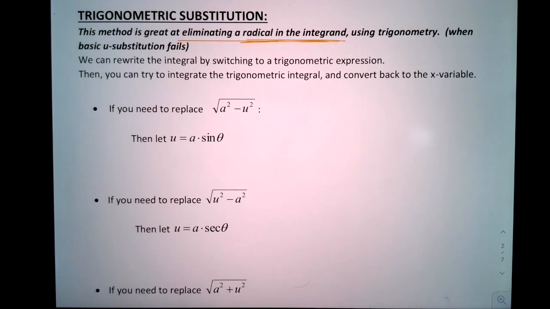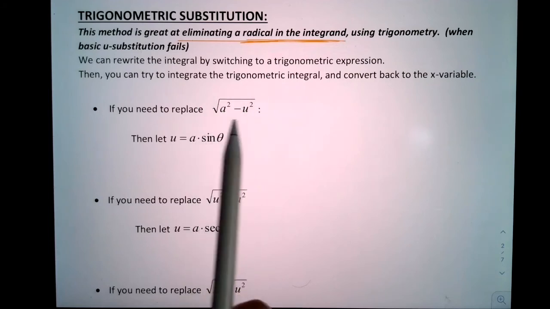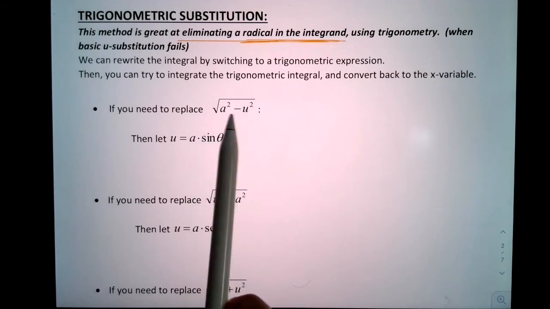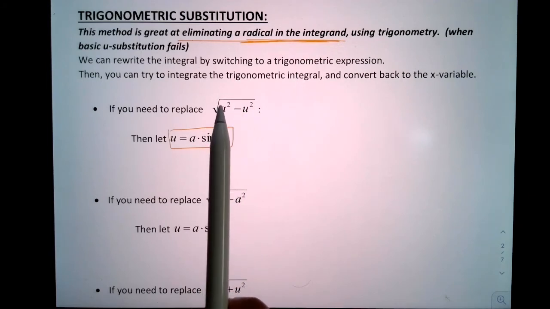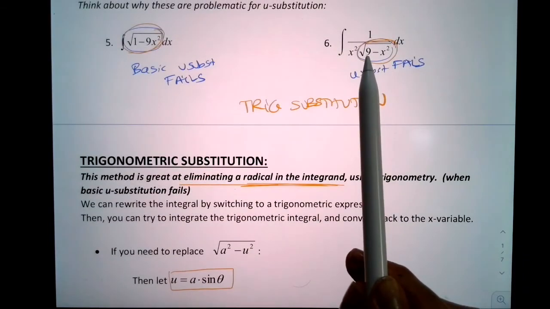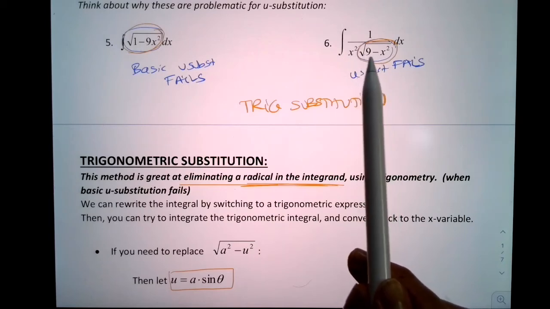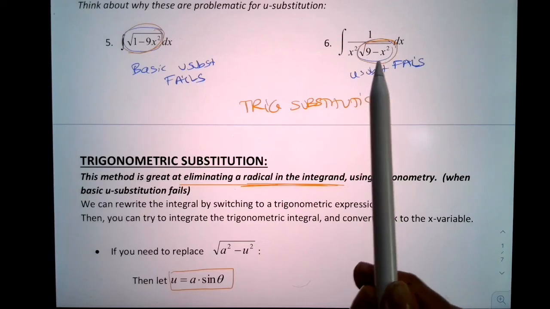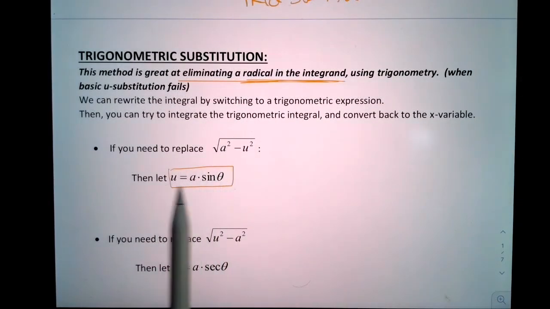What I want you to recognize here is that this is in the form of the arcsine derivative. It's a number squared minus a variable squared. So we're going to let u equal a sine theta. If I see that present itself in one of my problems, then I can do that. Thinking about question number 6, that's a perfect setup. See how 9 is your number, that's your a squared. a is going to be 3, and u is going to be x. I have a number squared minus a variable squared. I am going to eliminate that radical by making this swap right here. I'm going to switch everything over to that trig function.